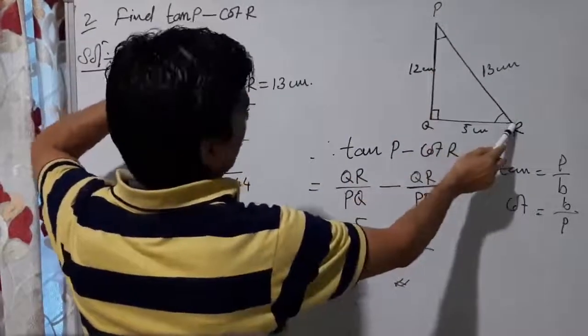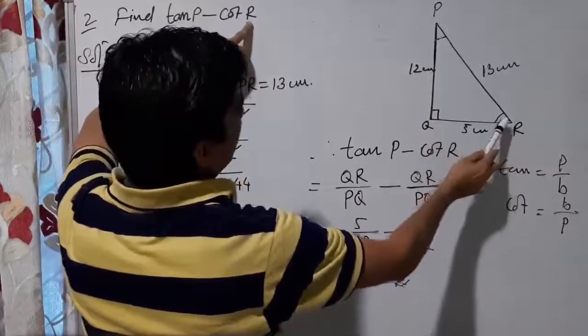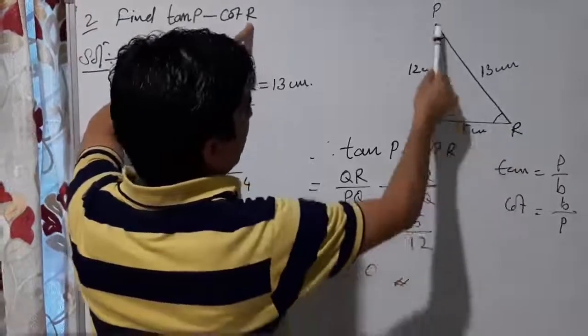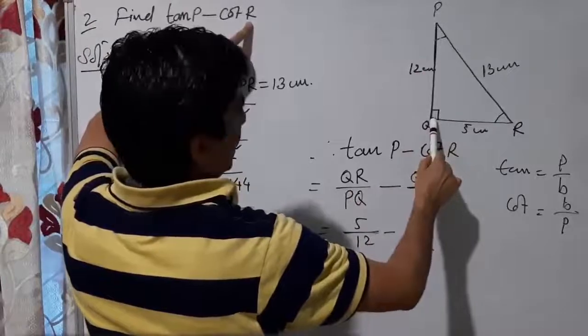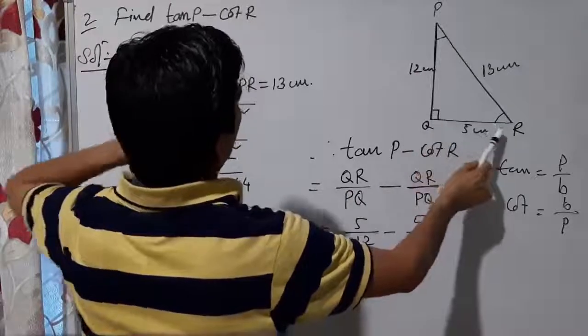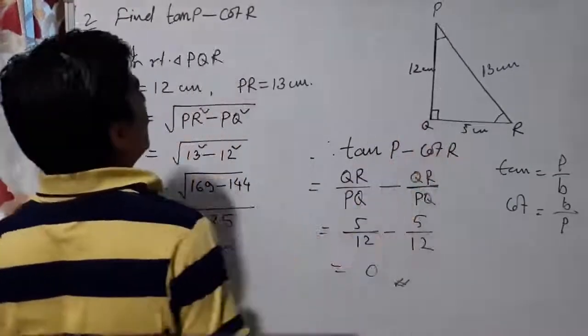But for this angle R, base is QR and perpendicular is PQ. That means we need QR in both the cases. So we find out QR first.